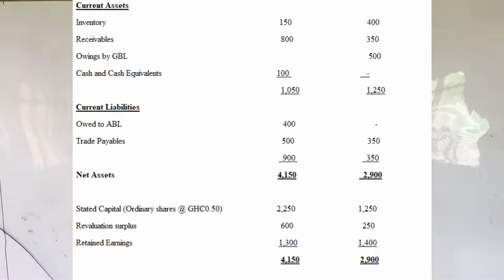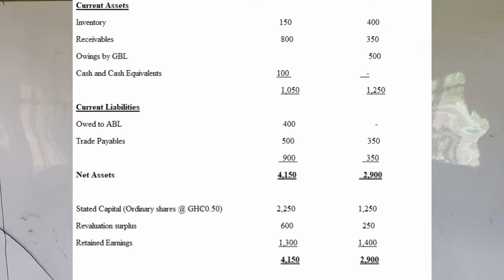And then we have cash and cash equivalents for GBL 100. Then we move to current liabilities. We have owed to ABL, that is 400. And then we have trade payables 500 for GBL and 350 for ABL. And then giving us a net asset of 4,150 and then 2,900 respectively.